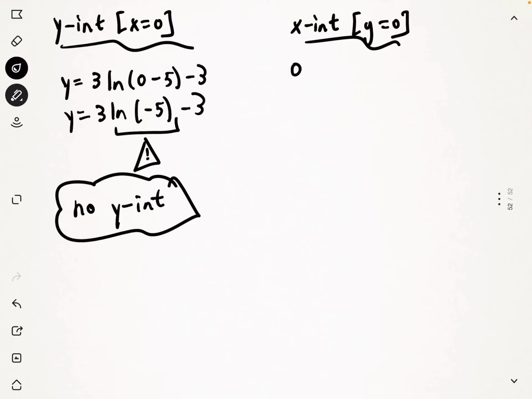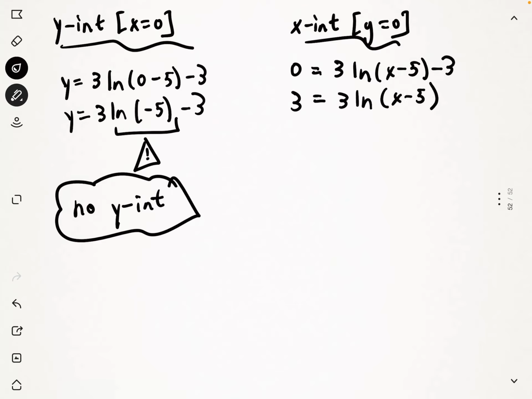Let's try for an x-intercept. There definitely is an x-intercept. So we're going to plug in 0 for y. And we're going to do all this right here. We're going to try to isolate the x as much as possible. And then here, we can divide both sides by 3. So you end up with 1 equals ln of (x minus 5).